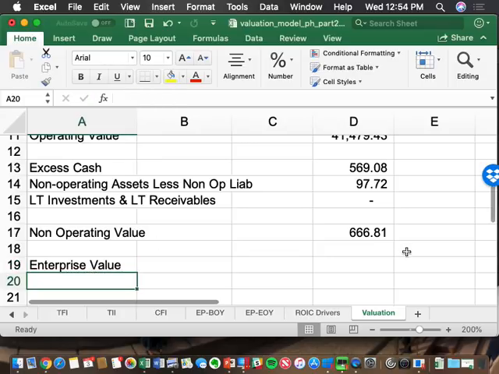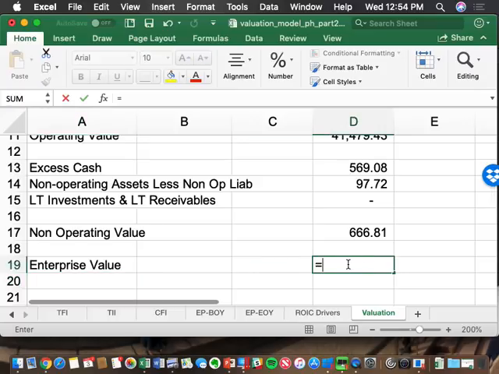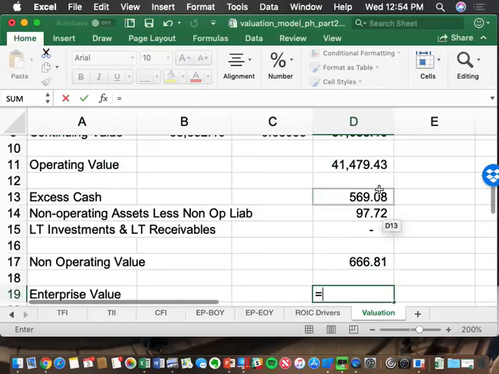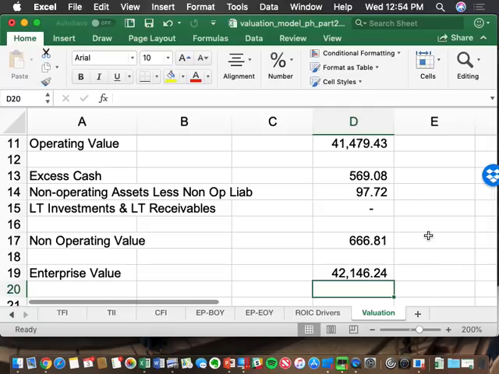So our next step is enterprise value. We take the 41,479 and change, D11, and we add in the 666.81, D17, and we get a forecasted enterprise value of 42,146,000,000 and change. Okay, so very quickly, we've just forecasted, based on our CFIs, the enterprise value for Parker Hannifin, assuming all of our forecasts come true.